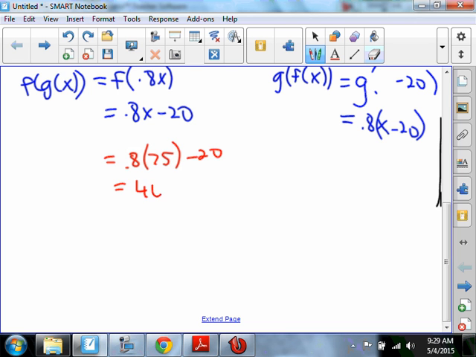So Kmart's going to be 40 bucks. Walmart's going to be 0.8 times 75 minus 20. So that's 0.8 times 45. Is it 55? You're right. It's 0.8 times 55, which is 44. Who's got the better deal?